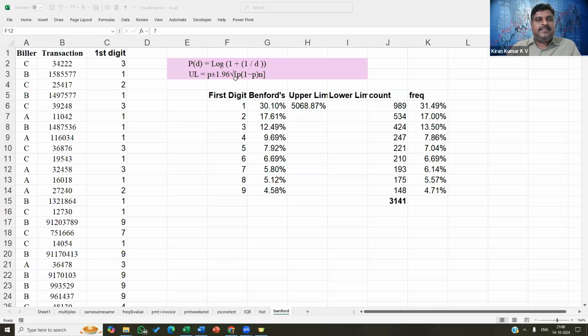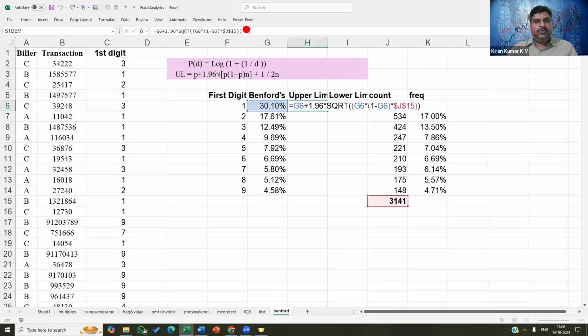Sorry, there's a small change to the limit here. Whatever formula we have put, you can say plus or minus 1 divided by 2n. We just need to add that. So that means here I need to add 1 divided by 2 times n. Raise it again. So this should be the formula.